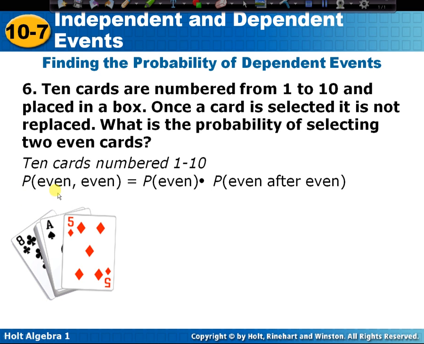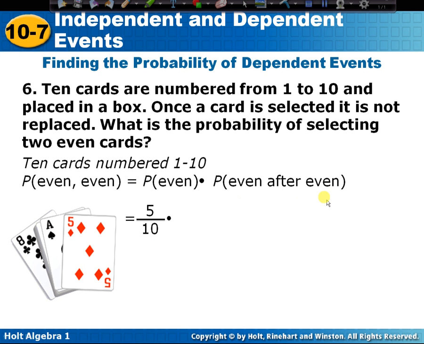So here we have the probability of picking an even card, and then the probability of picking an even card after an even card. Make sure you have that written as well. Now, on numbers 1 through 10, we're looking for even numbers. So that would be 2, 4, 6, 8, and 10. So that is 5 out of our 10 cards are even. So 5 out of 10 is our first one, for our probability of even.